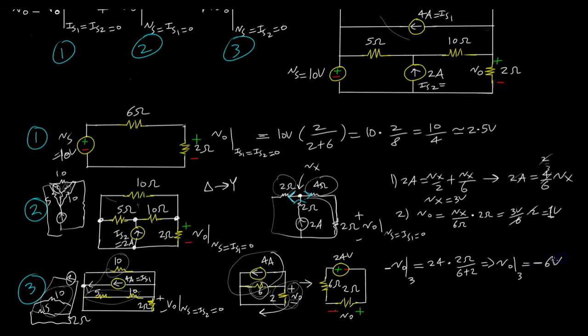So negative 6 volts. And to summarize everything, Vout is going to be the sum of all three conditions. So it's going to be 2.5 plus 1, which is 3.5, minus 6. So what I'm doing is basically just summing all the final answers. Where is this other guy? That's 1 volt, that's negative 6. So 3.5 minus 6, you're going to get negative 2.5. We're going to verify this shortly.